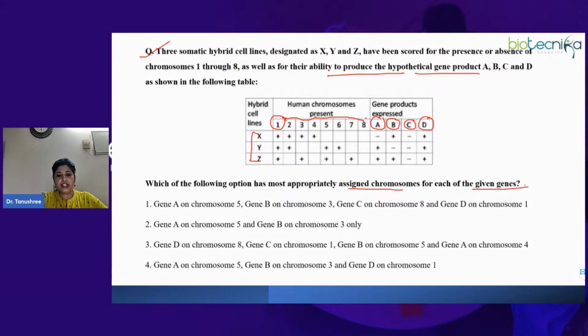First of all, just look at the table and keep in mind what I told you, the matching you have to do. The gene expressed means its product should be there, and definitely the chromosomes which are there, so you can correlate them. If the gene is present, you can assign it to the chromosome in which it is present by looking at the gene product.